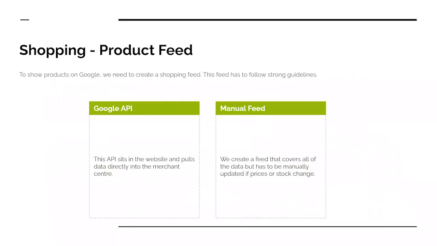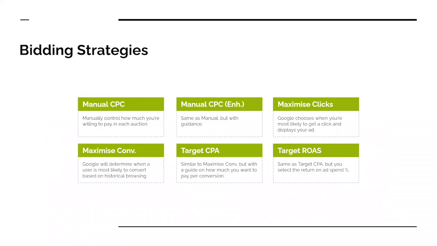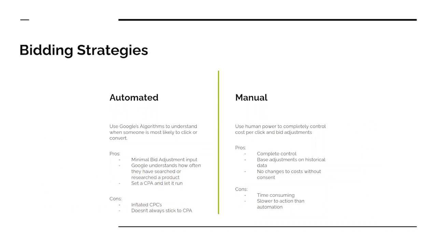So I've already explained the API and the manual feed. I won't bore you with that anymore. Something else we want to talk about is bidding strategies. I'll cover this really quickly. There are two different types, and the best way of doing this is to talk about automated versus manual. There are automated bidding strategies such as maximize conversions or maximize return on ad spend if you're ecom.